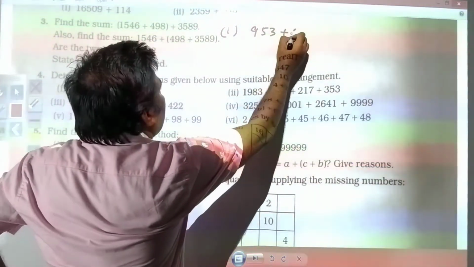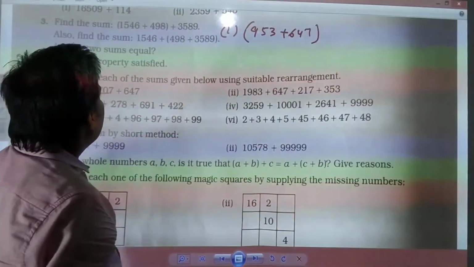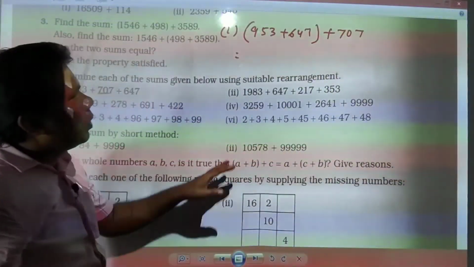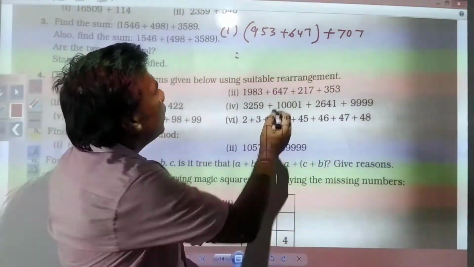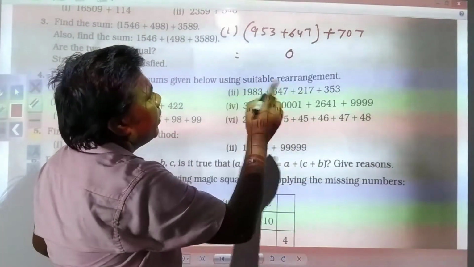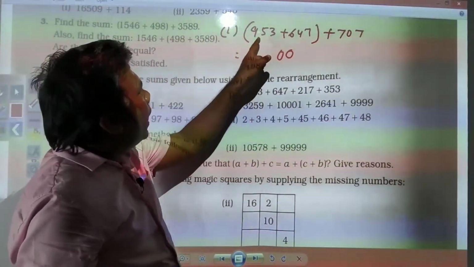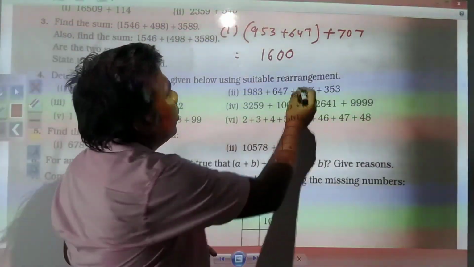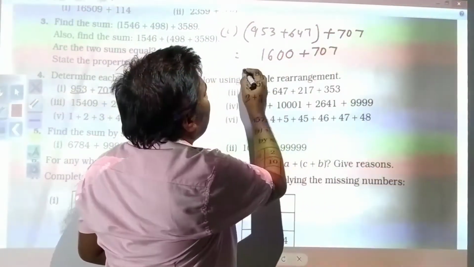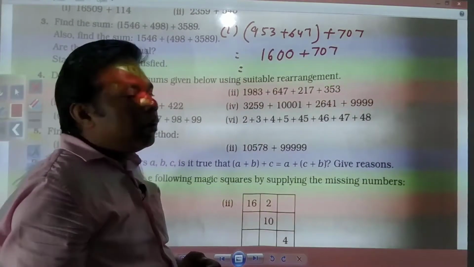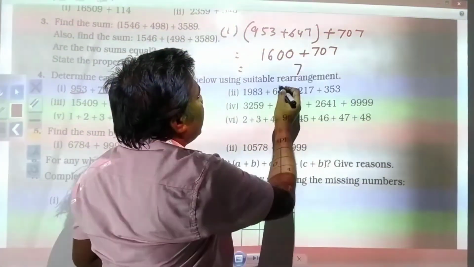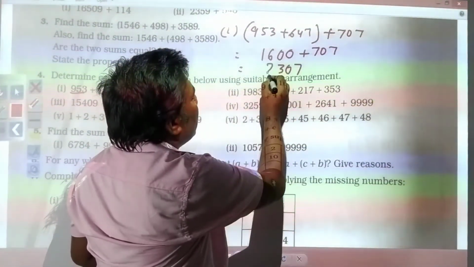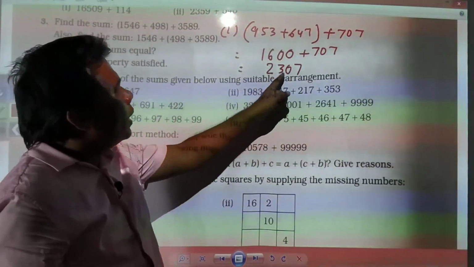953 plus 647, if you will group together and then you are adding 707, then how it will be solved? You see 3 plus 7 10, 4 plus 5 9 and 1 10, 6 and 9 15 and 1 16. So you have got 1600 plus 707. So easily now it can be added. Here you see 0 and 7 0, 7 0 and 0, 7 and 6 13 and 1 this 1 and 1 2, so 2307 you have got.